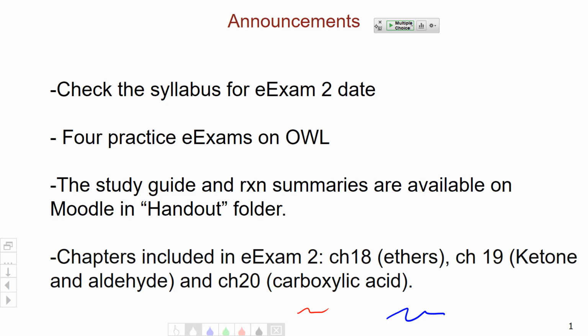Now, the study guide for exam 2, the reaction summaries, whether they are in a reaction map, non-inked and inked, so that you can print it out and have a reference, are all in the handout folder on Moodle. The chapters included in exam 2 are 18, 19, and 20. So today we're going to finish chapter 20.